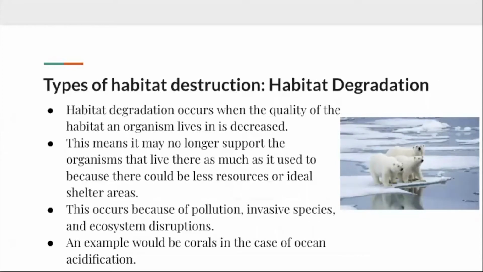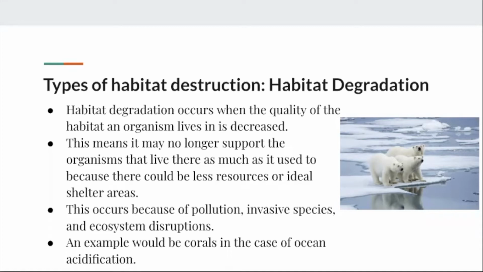The last type of habitat destruction that we're going to be talking about today is called habitat degradation. This is when the quality of the habitat an organism lives in is decreased. This means it may no longer support the organisms that live there as much as it used to because there could be fewer resources or ideal shelter areas. So in the picture to our right, there are some polar bears, and polar bears live in the Arctic region. And basically, as the glaciers melt, they lose their habitat, or their habitat does not become as well resourced as it once was. So there's less land for shelter.